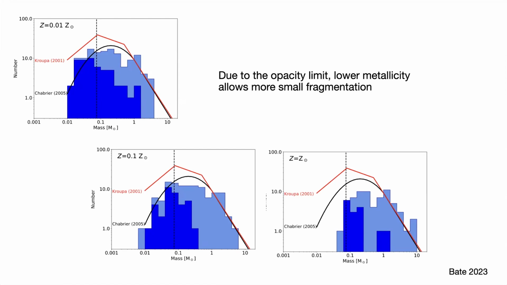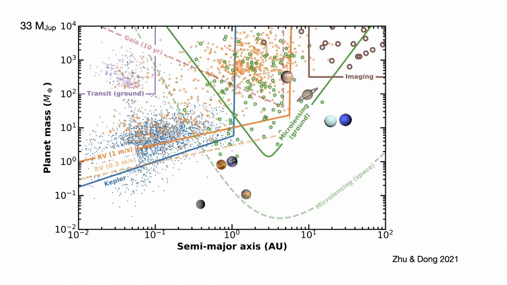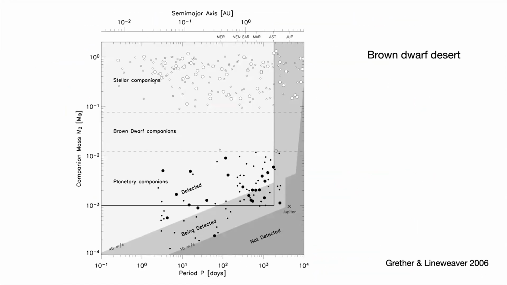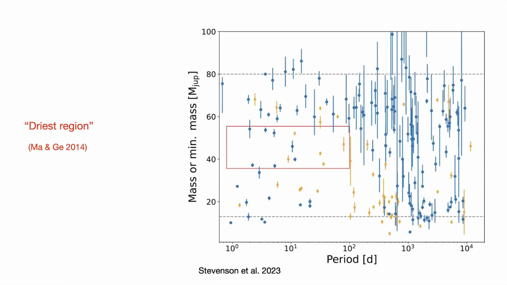So metallicity is going to be a useful way to try to tease this out. Okay, I'm going to come back to this plot. Gravitational instability could make fragments, brown dwarf desert. I just want to show two other recent plots and then make some comments.